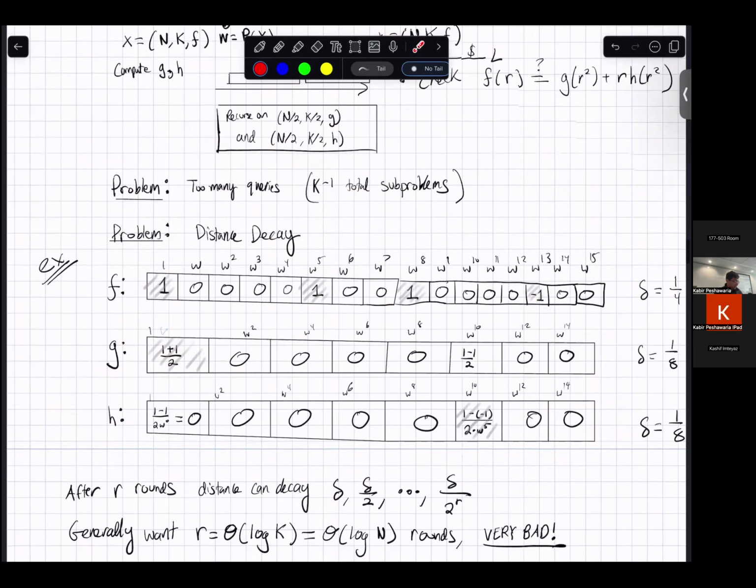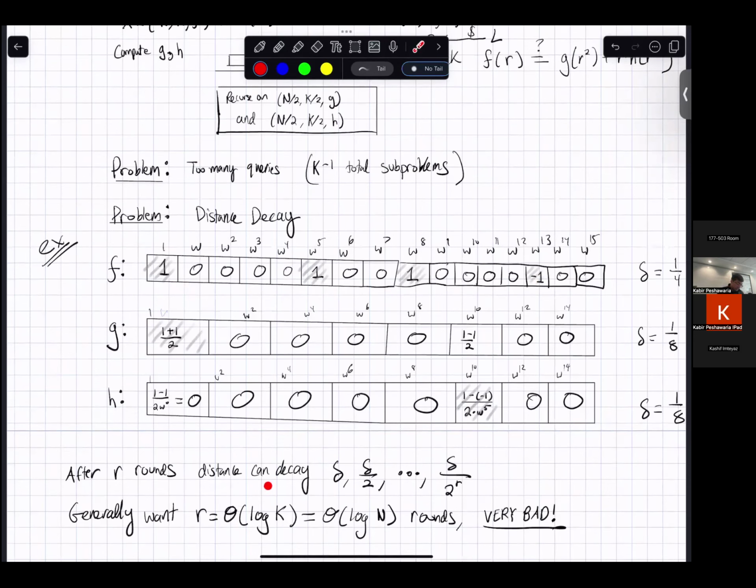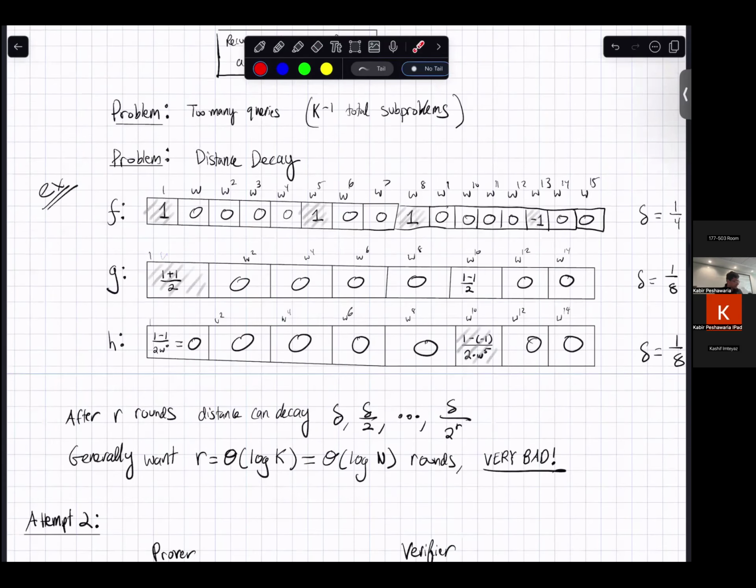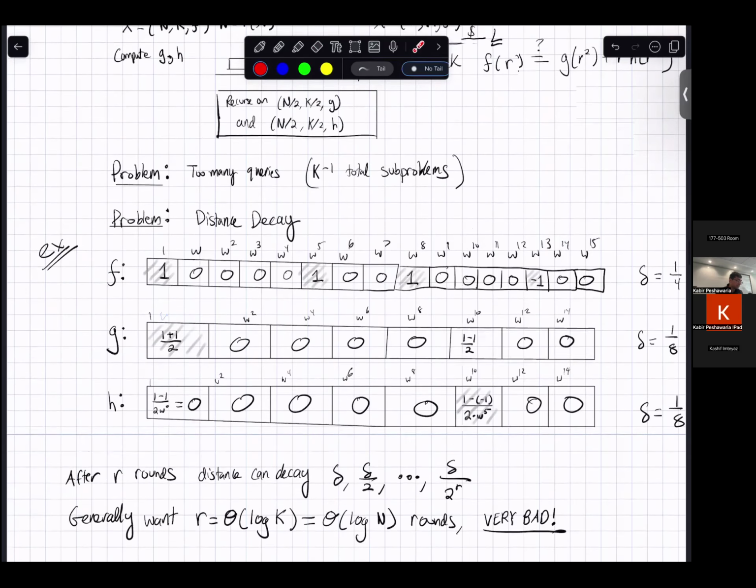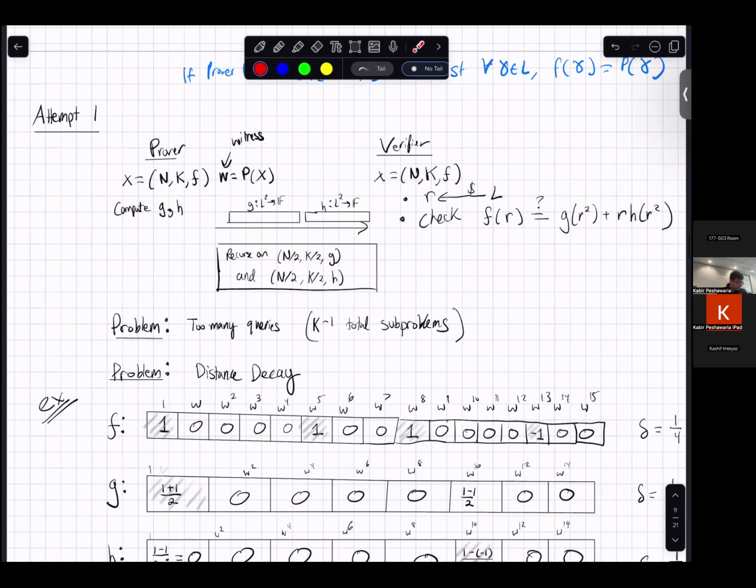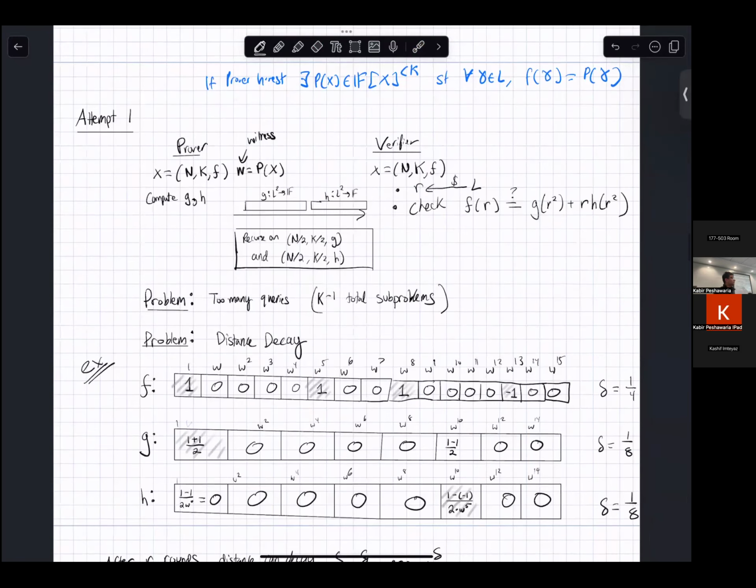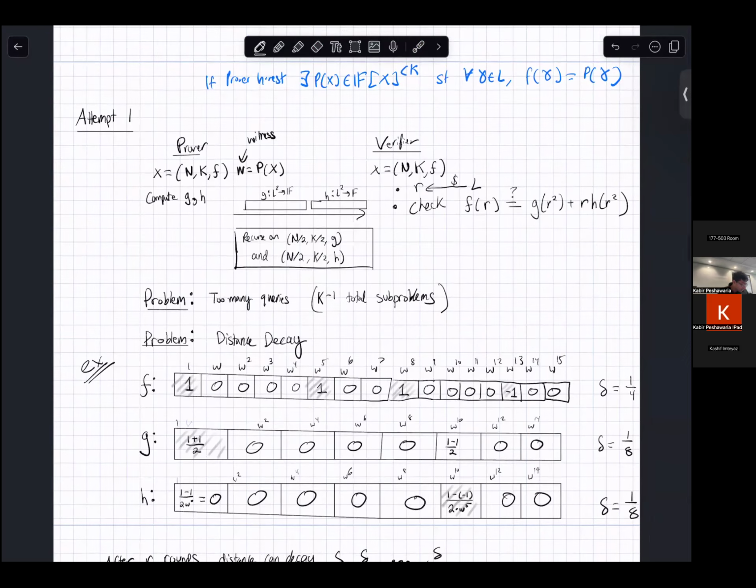That's really bad because after R rounds, the distance can decay exponentially in R, like delta over 2 to the R. That's very, very bad because generally we want R to be about theta of log K. So this is a huge decay that we cannot accept. Yeah. So is everyone clear why this protocol does not work? Okay. Some head nods. Cool.